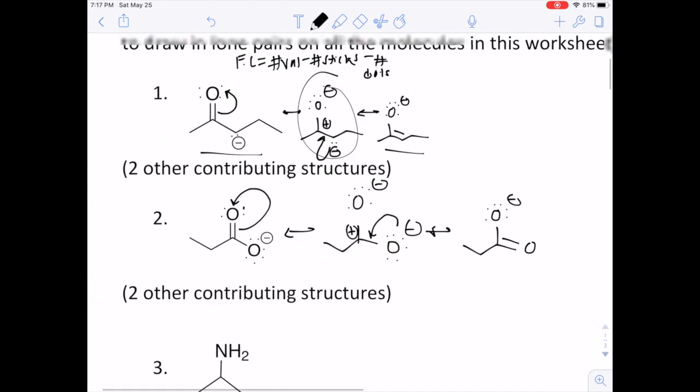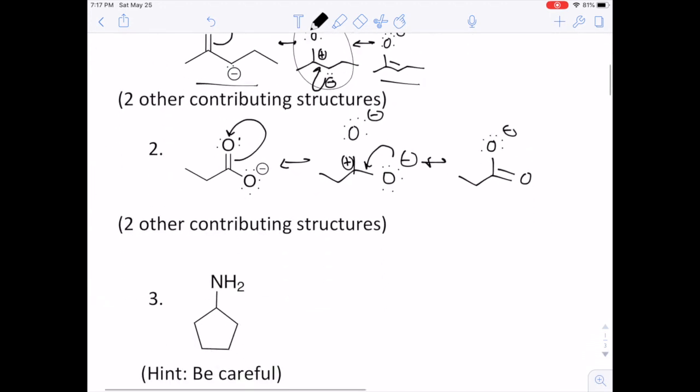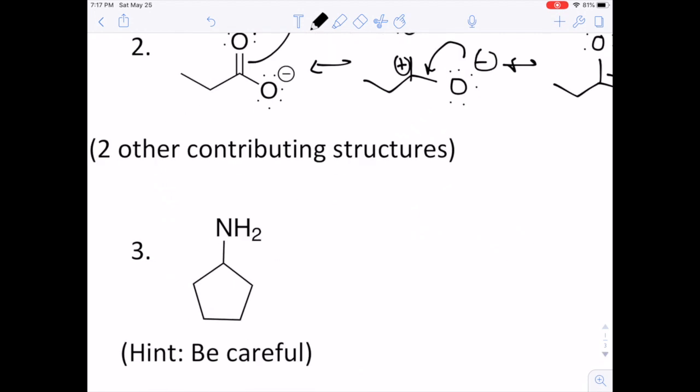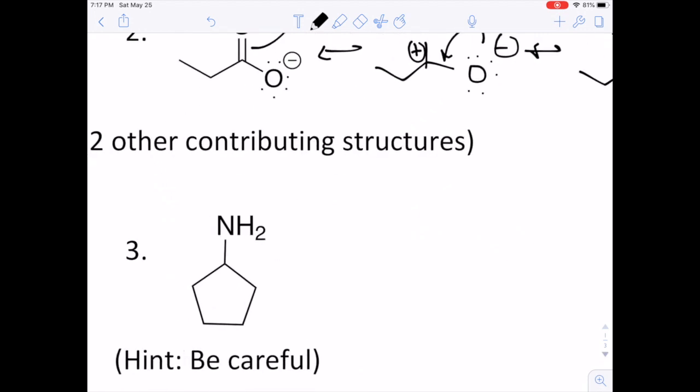Those are my 2 other structures, and that's it. Okay, let's move on to number 3. So I said, hint, be careful. The bonding pattern for nitrogen is 3 bonds and 1 lone pair. So we see that we have this 1 lone pair, and maybe those can move somewhere. So let's think about pushing those down.